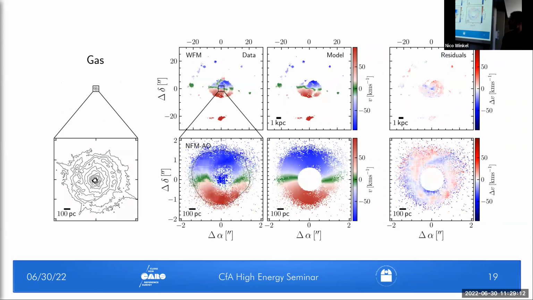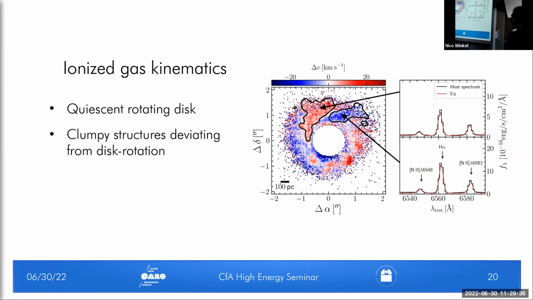And this is also the case for the ionized gas, which might be much more prone to the processes that originate from the AGN or from mergers or whatsoever. Also here you can see that there's a clear rotational axis, and the model reproduces the data well. Only if we look again at structures of the circumnuclear ellipse, let me highlight this here, you see in the velocity residuals that there are some patches that approach us or are receding from us with respect to the kinematic model.